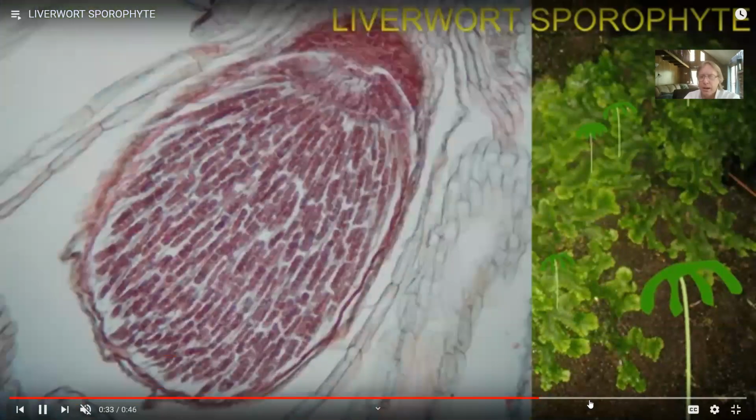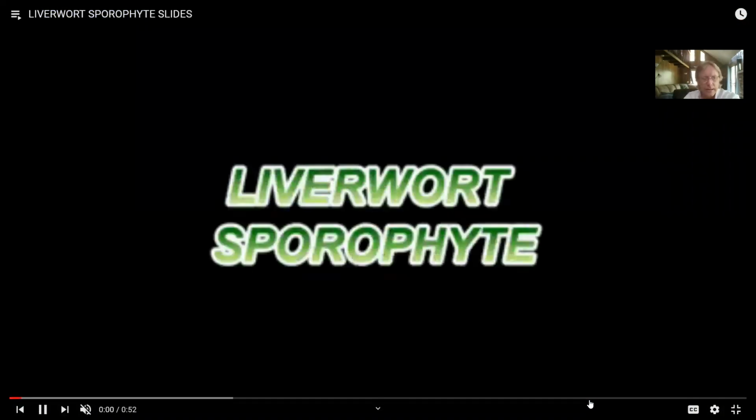So it's multicellular, once again, more advanced than an alga. But it does not perform photosynthesis. It simply exists for reproduction. Okay, so that was the sporophyte stage.